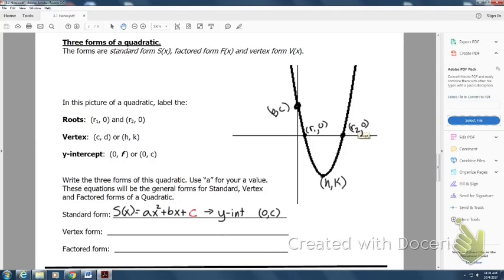Your vertex form, also know the shorthand. If you just see V of x, it's asking you for the vertex form. So it is a times (x plus or minus h) squared plus or minus k.